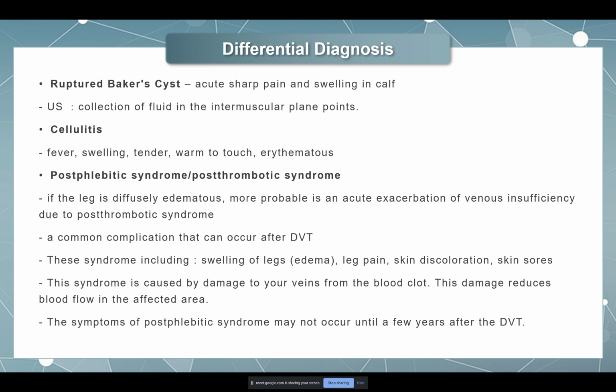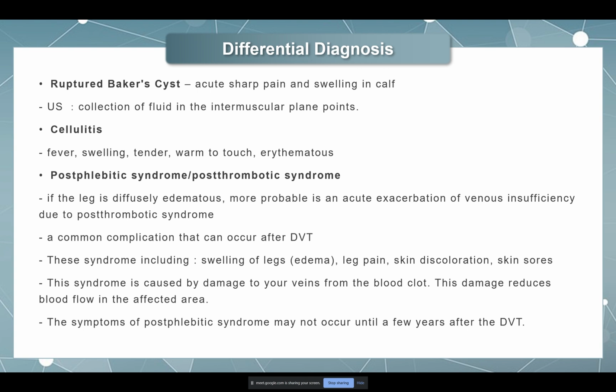Next one, post-thrombotic syndrome is a common complication that can occur after the DVT. So if the leg is diffusely erythematous, more probable is an acute exacerbation of venous insufficiency due to the post-thrombotic syndrome. So the syndrome includes swelling of the leg, pain, skin discoloration, and skin sore. So this syndrome is caused by the damage to your vein from the blood clot, and it reduces the blood flow into the affected area. So this symptom usually may not occur until a few years after the DVT.